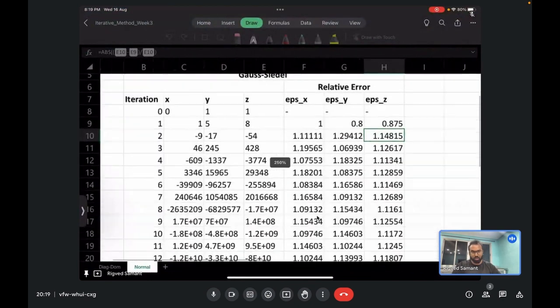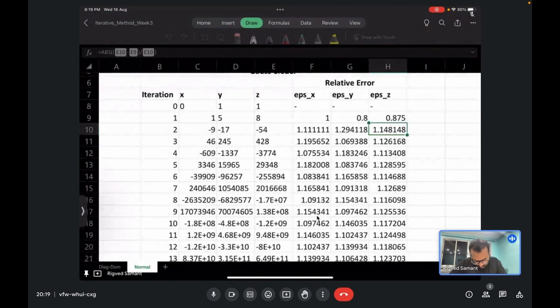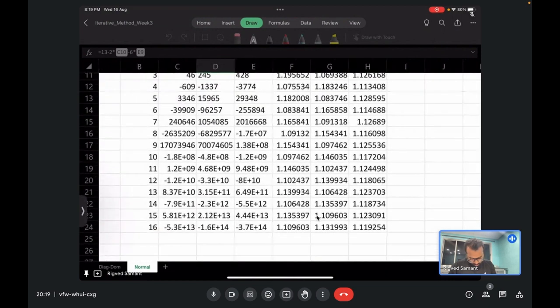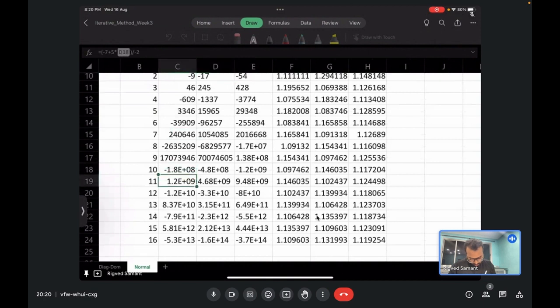You can try it in your own time. In the first iteration you will get these values. Your error would be something like this. Second iteration it would be this. Third iteration it would be this. And if you can see, it is going towards infinity. The x value keeps on increasing, and the error is also increasing steadily, right?